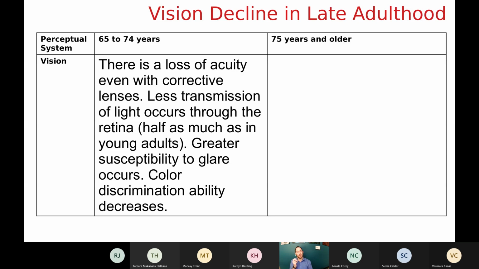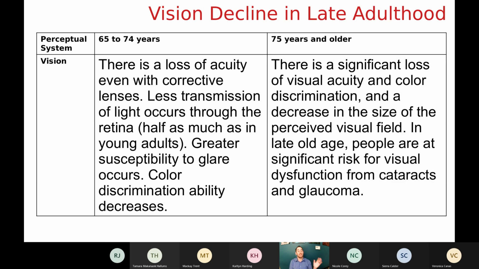With that, your color vision is decreasing a little bit. Things are a little blurrier. But at 75 and on, there's a much more significant loss of visual acuity. So color discrimination, and the visual field, so your peripheral vision might narrow, and there's a higher risk of the things we just talked about: cataracts, glaucoma, macular degeneration. So that's a key point. We might start to see these things happening around 65 with physical development, but at 75, it's a very clear drop if you look at longitudinal studies.